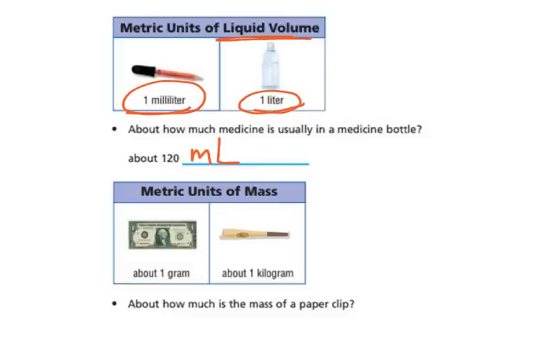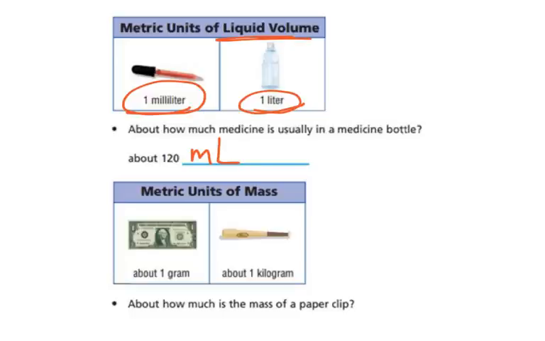Then we're talking about mass. It's similar to weight, but it's actually a little bit different. So you're just thinking about how much stuff something has in it. A dollar bill is about 1 gram, while a baseball bat, there's going to be more stuff inside of it. That one is going to measure 1 kilogram.